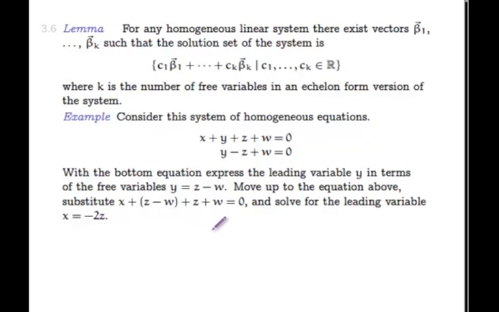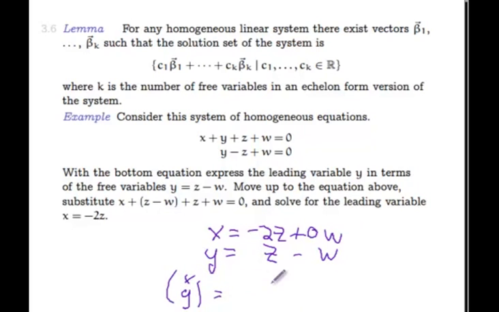So my two equations in the echelon form, when I do my reduction, I get x equals minus 2z. And I also get y equals z minus w. And I could write this as plus 0 times w if I want to. Notice that this breaks up very naturally into a vector equation. x, y is equal to, these two multiply by z, so I take z here, and here I have minus 2 and 1. And here I have plus w, and here I have 0 and minus 1.